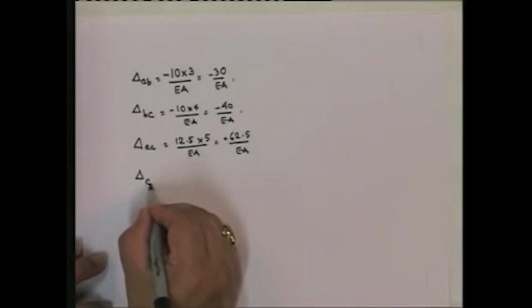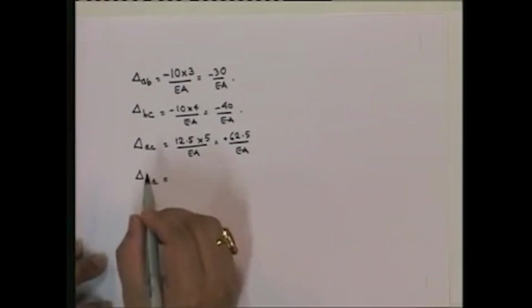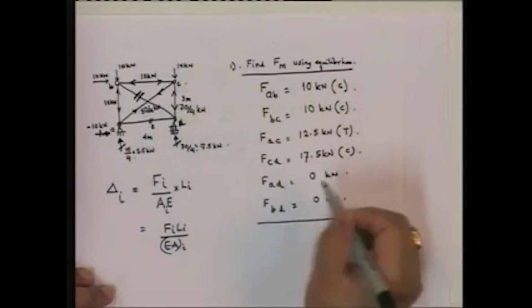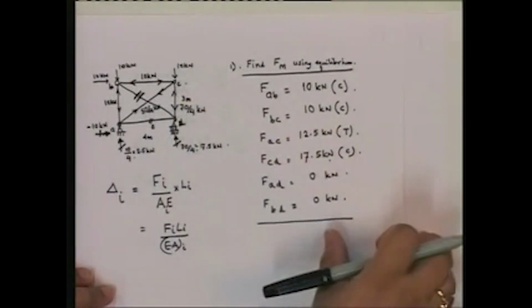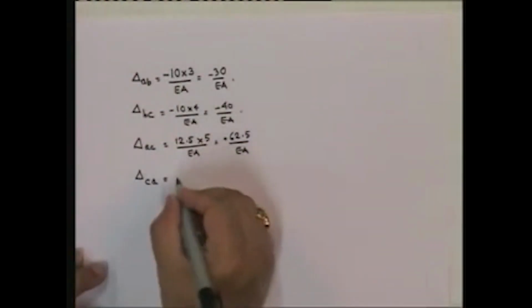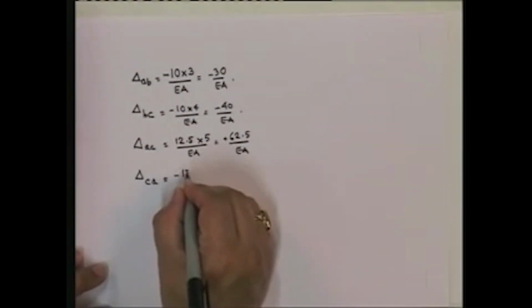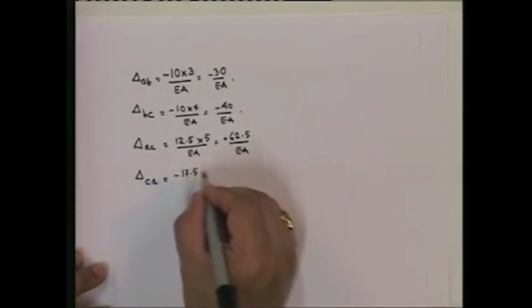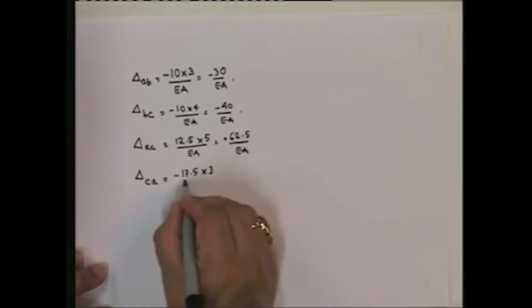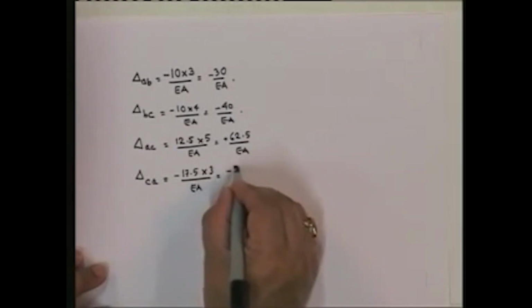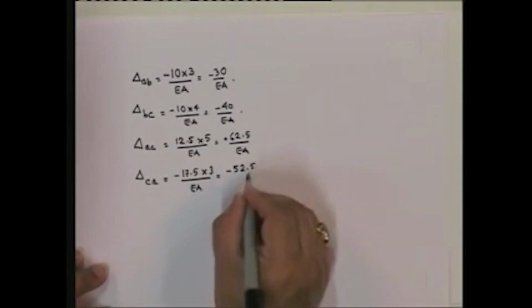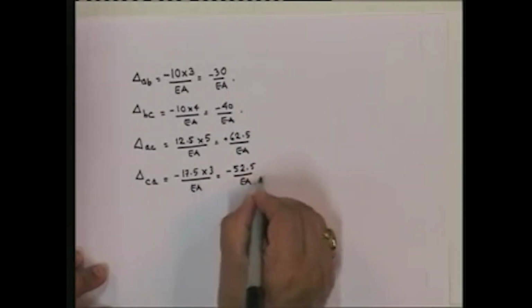Then you have delta CD. The force, what is CD? CD is this. The force is 17.5 compression and the length is 3. So we can put that down as minus 17.5 multiplied by 3 divided by EA. So this is minus 52.5 upon EA.